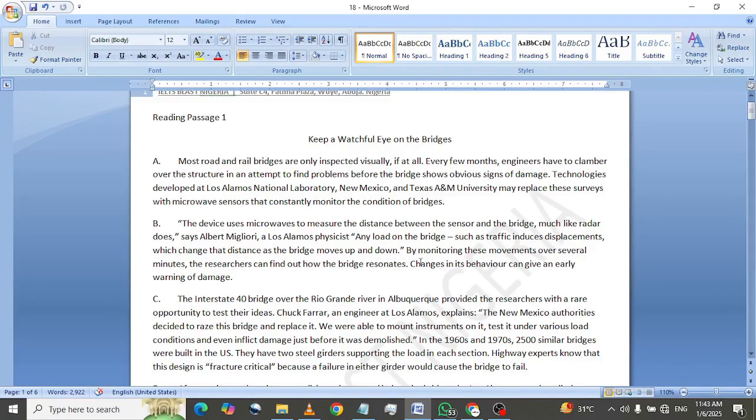Today we'll be looking at a question type on matching information to paragraph.